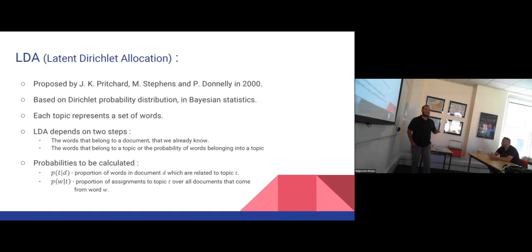LDA is calculating two things exactly. Probability of T given D, which is the proportion of words in document D which are related to topic T, and probability of W given T, which is the proportion of assignments of topic T over all documents that come from word W. So by calculating these two probabilities, we will be able to group all documents exactly into some homogeneous groups.